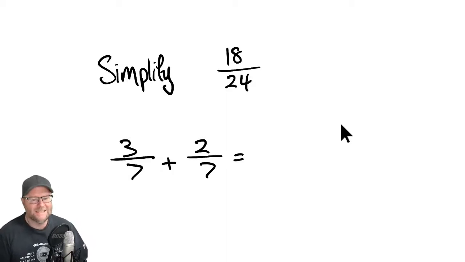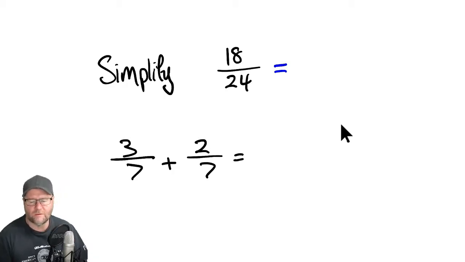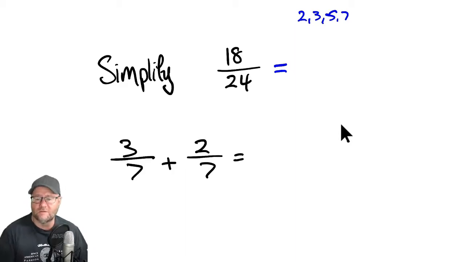Simplify 18 over 24. So we're gonna break that down to a smaller fraction. Now there's a couple of strategies you can use. You might have been taught you can find the highest common factor. My guys, in class we talk about something, I think I made this up, I don't know, I've never seen it before. It's called the 2357 rule. And we're going to just chip away at this fraction.